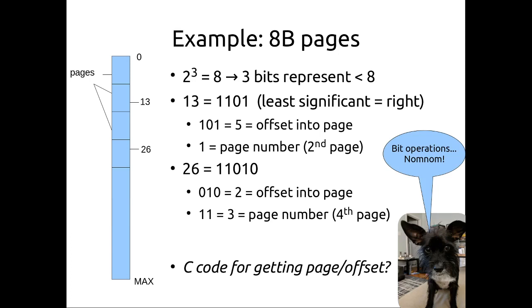Now you should be able to write some C code to effectively do this separation between the offset into a page and which page we're actually accessing using just simple bitwise operations. You will definitely see those operations in XV6, so you should go through that mental exercise.